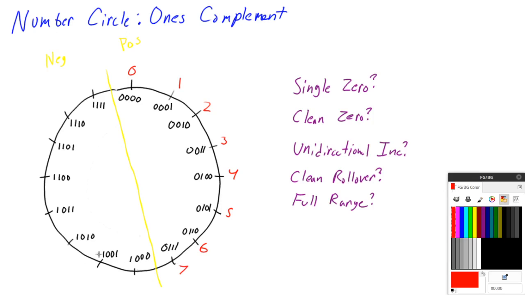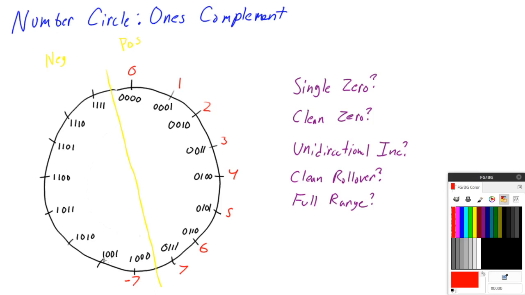Now, what do we have here? Well, we've got 1, 0, 0, 0. So this is a negative number, and so to get the magnitude in our heads, we can take all these ones and flip them, so that makes it 1, 1, 1. And so that's telling us what the magnitude is, and 1, 1, 1 is 7. So we've got negative 7 here, right? This is negative 7.